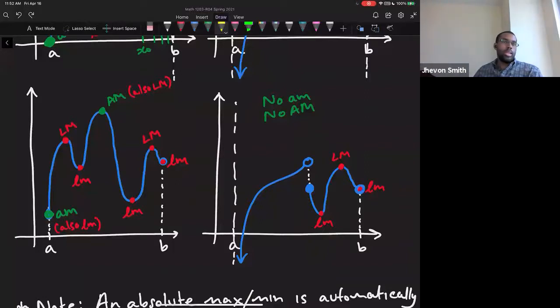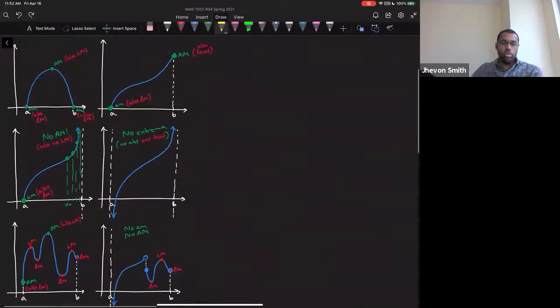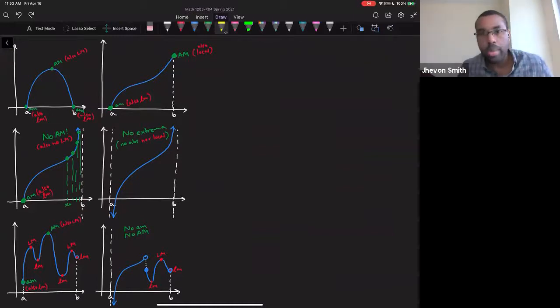So that's the idea. Hopefully that gives you a little bit more intuition on what these things mean. So absolute is global, on the entire interval, who's the biggest, who's the smallest? And local just means, okay, in a small neighborhood, who's the biggest or the smallest, right? Where are the hills and valleys, right? Whereas the absolutes don't really care about hills and valleys. We just care about who's the biggest, who's the smallest.